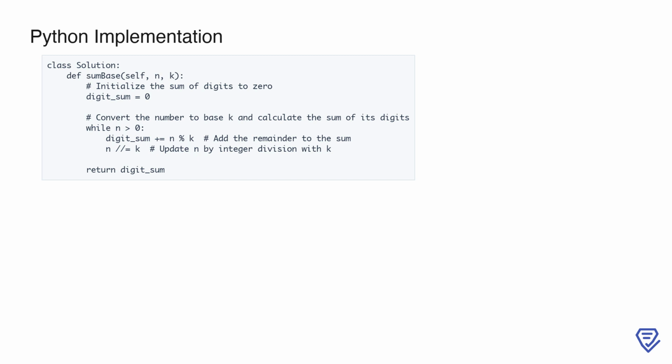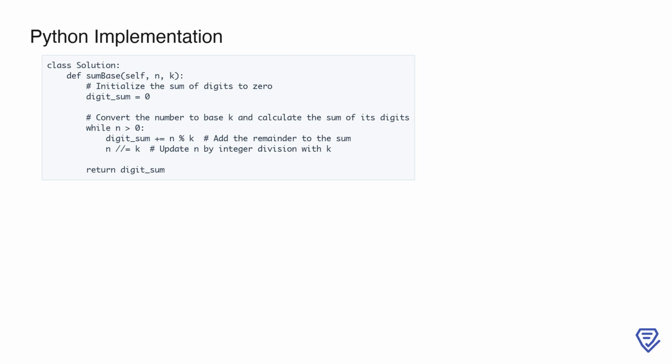n // k performs integer division, effectively removing the rightmost digit from the number when represented in base K. The loop continues until n becomes 0, indicating that all digits have been processed. 3. Return the result. Finally, the accumulated digit_sum is returned as the output.